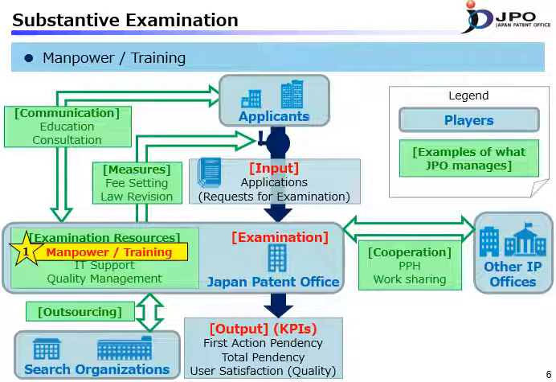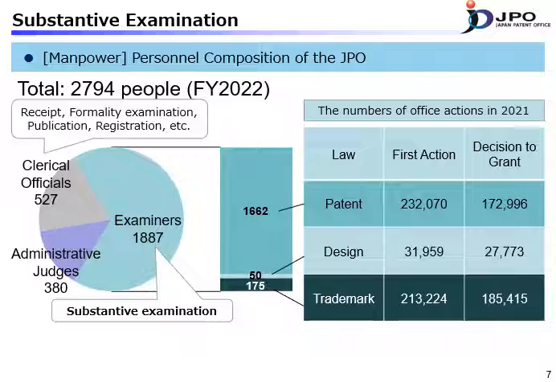We will first introduce JPO's example of managing the number of examiners. This slide shows the JPO's personnel composition. About two-thirds of the personnel are examiners who conduct substantive examinations, resulting in a total of 1,887 examiners in 2022. When we divide the number into patent, design and trademark examiners, approximately 90% are examiners who conduct patent examination.